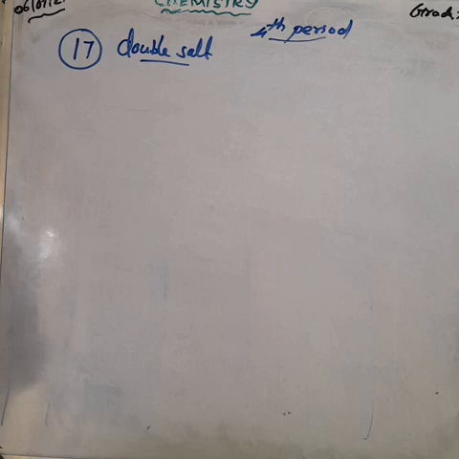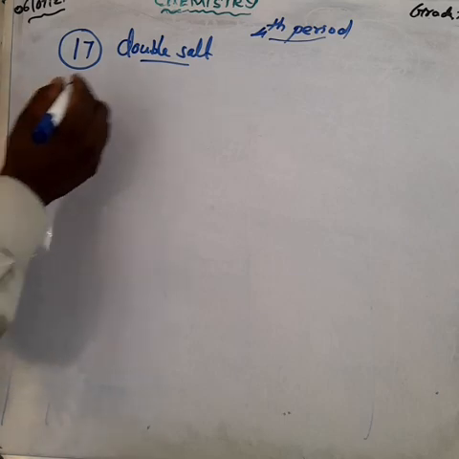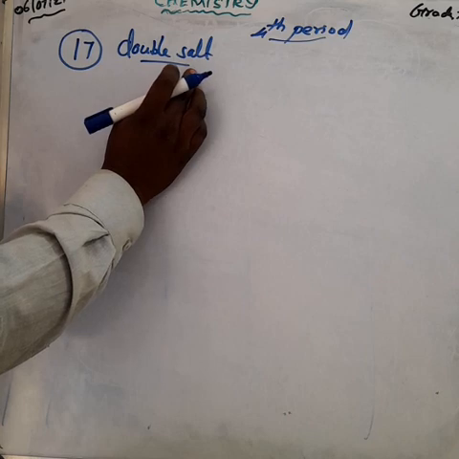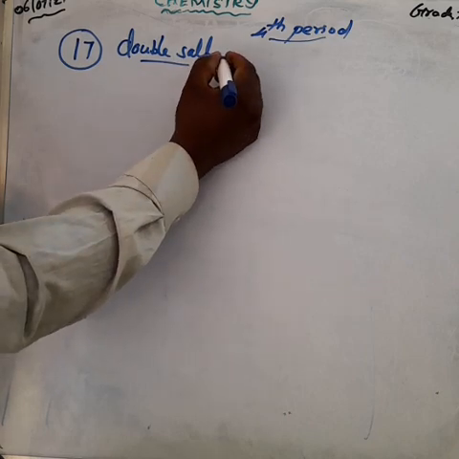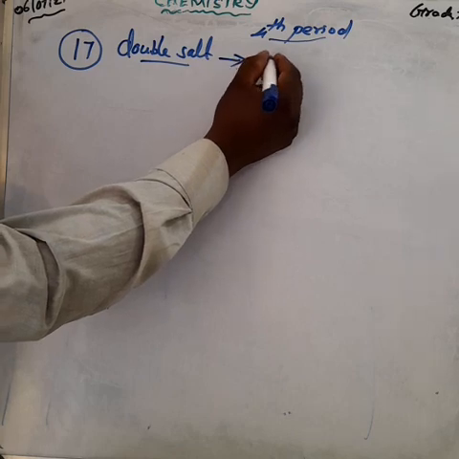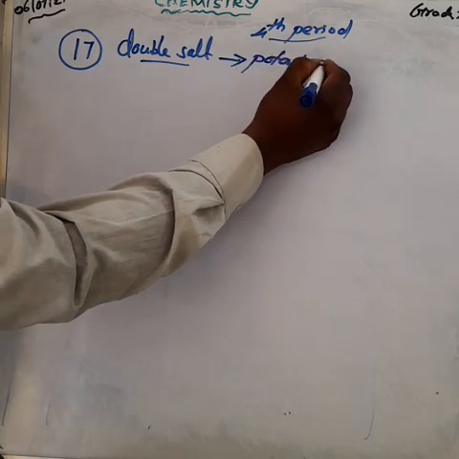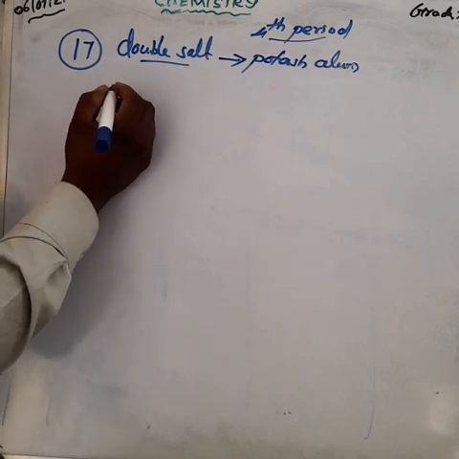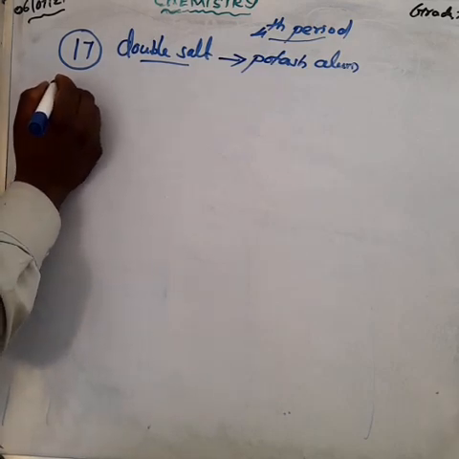Here, double salt. All of you know about the double salt. Many times we discussed that one. Double salt means we can simply say potash alum. Am I right? Potash alum. That is a double salt, which we already know.